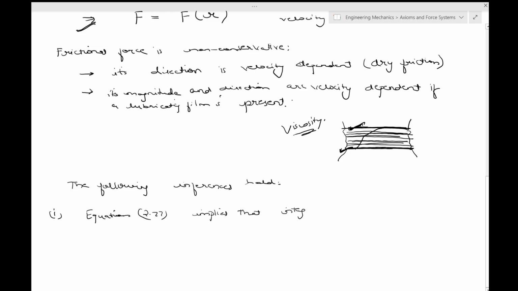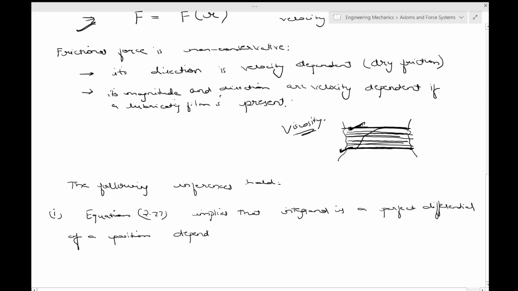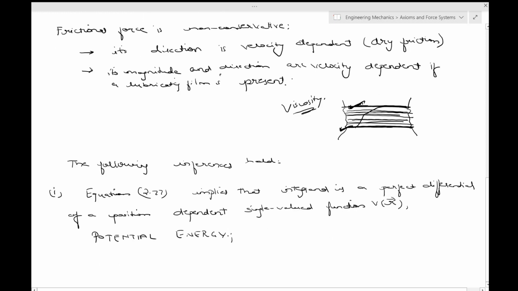integrand is a perfect differential of a position dependent single valued function. This is called the potential energy. This is the first time we are defining this. We have defined the kinetic energy earlier, and now we are defining the potential energy.